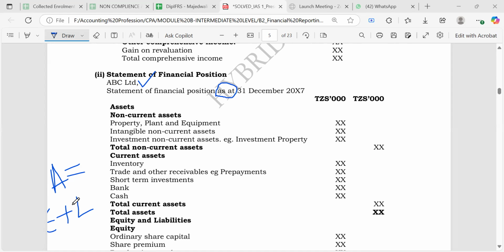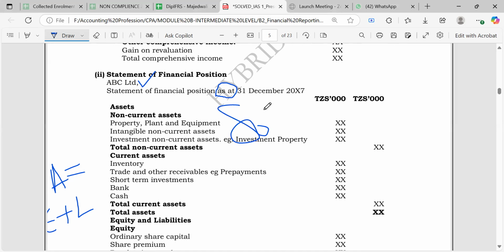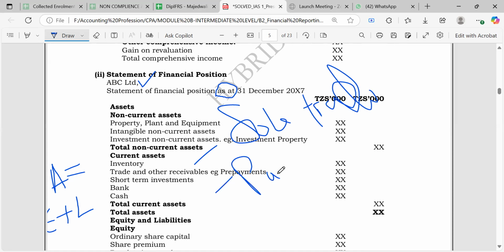When we prepare the financial statements, we usually have three general categories. We have the sole trader, or sole proprietorship, somebody who does business on their own. Then you have the partnerships, and then the companies. Here we are dealing with companies. For companies, you cannot write capital; we say equity. But for sole traders and partnerships, it's fine.